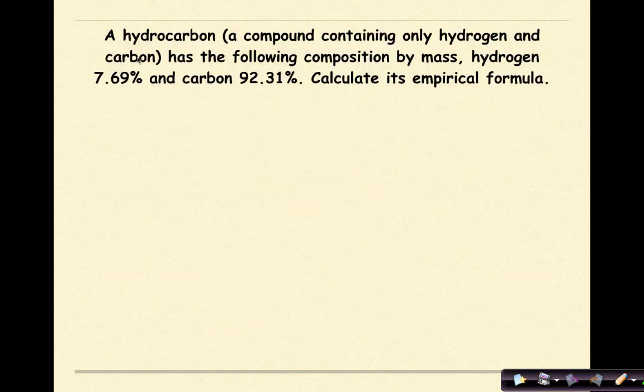Let's look at another example. A hydrocarbon, a compound containing only hydrogen and carbon, has the following composition by mass: hydrogen 7.69% and carbon 92.31%. Calculate its empirical formula. So I'm going to start out with the 7.69, and again I'm going to assume 100%, therefore 100 grams. So 7.69 grams of hydrogen and 92.31 grams of carbon. I'm going to convert each of these to moles.